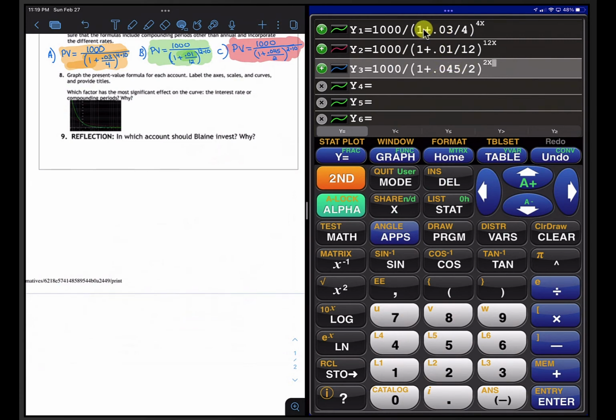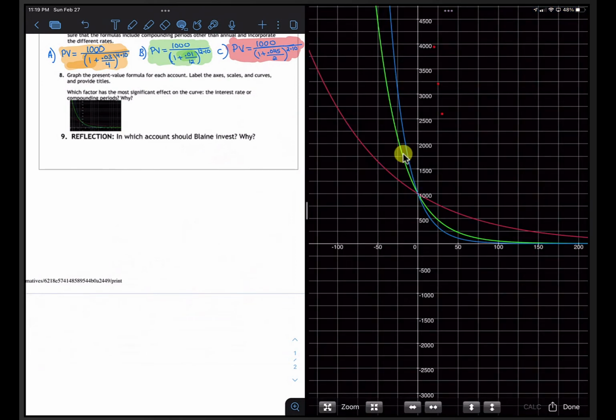Okay, so let's go ahead and graph this. I'm going to press the graph button. You're going to see all 3 curves at the same time, and the green curve is the 3% curve. The red curve is going to be the 1% curve, and the blue curve is going to be the 4.5% curve. All right, and there we have it. So this middle curve, the green one, is the 3%. The blue one is the 4.5%, and the red one is the 1%.